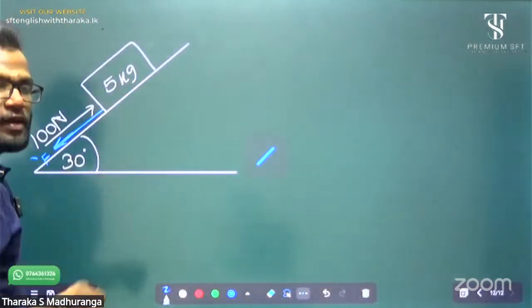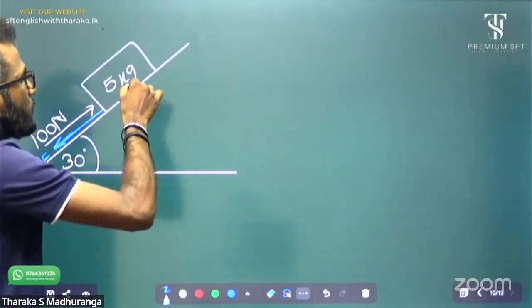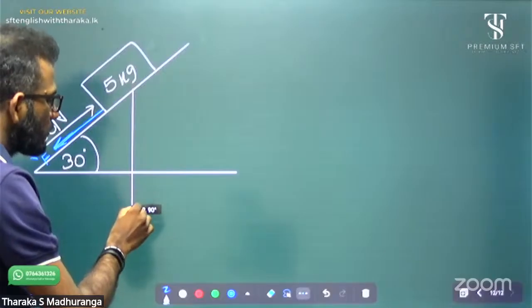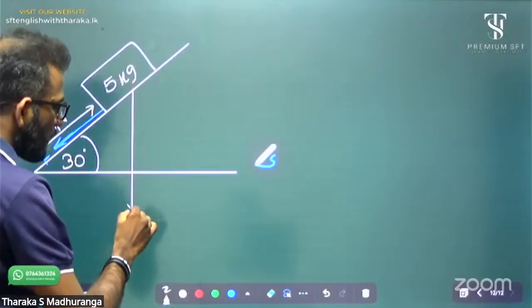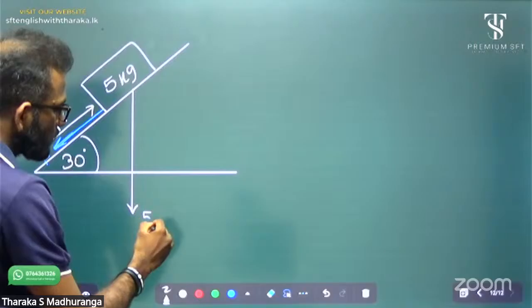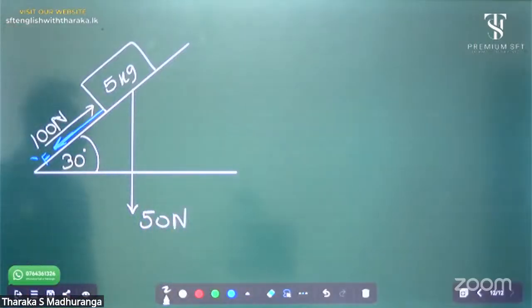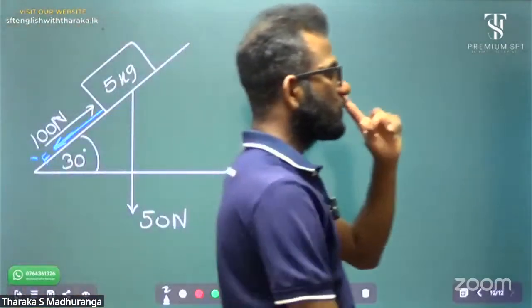What is a force? What is the weight direction? This is the weight of the object. I will mark it as 50 Newton. 50 Newton is the weight.